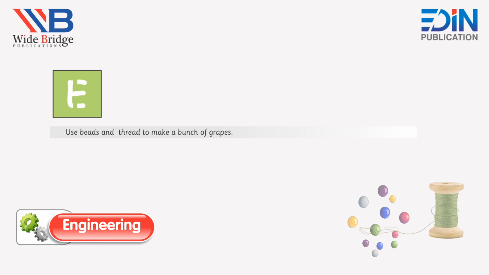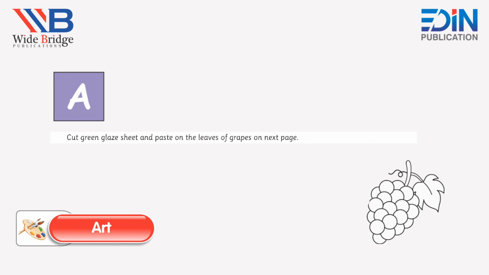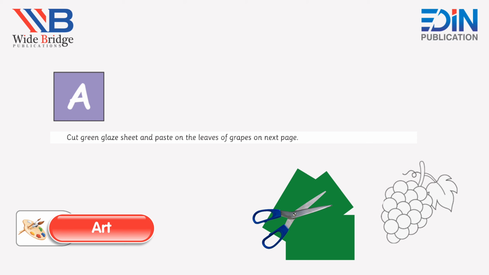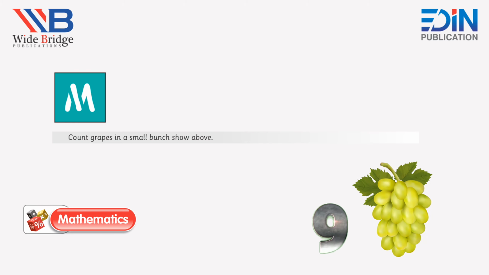Use beads and thread to make a bunch of grapes. This is so much fun. Cut green glaze sheet and paste on the leaves of grapes on the next page. Count grapes in a small bunch shown above.